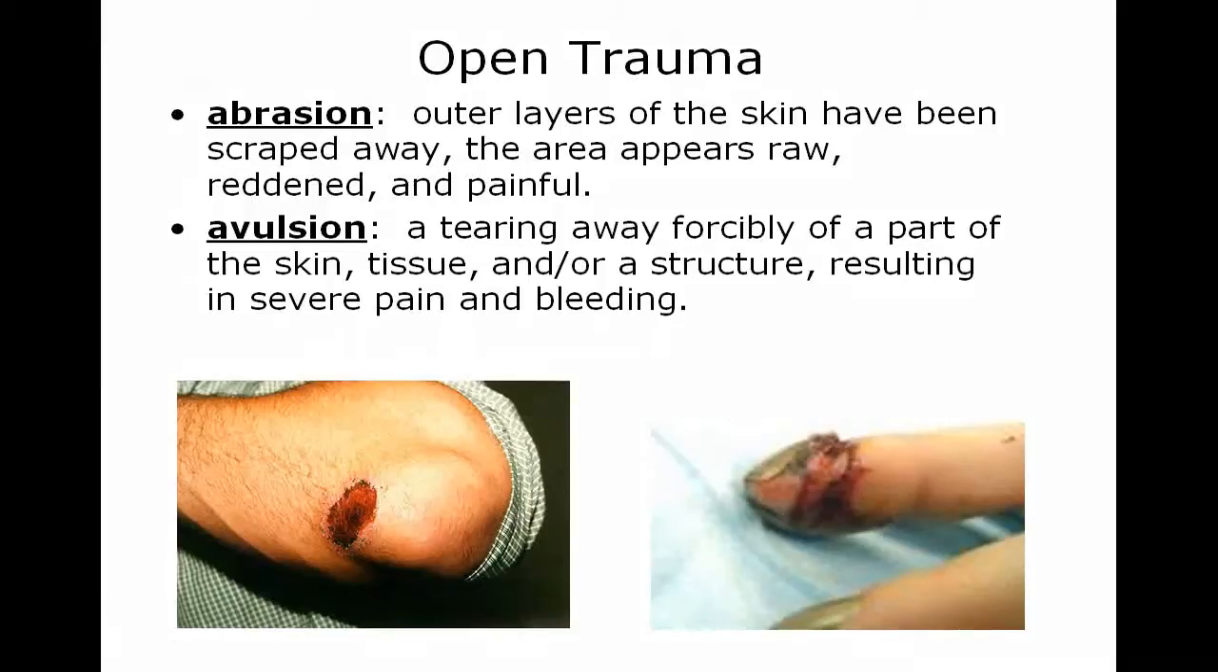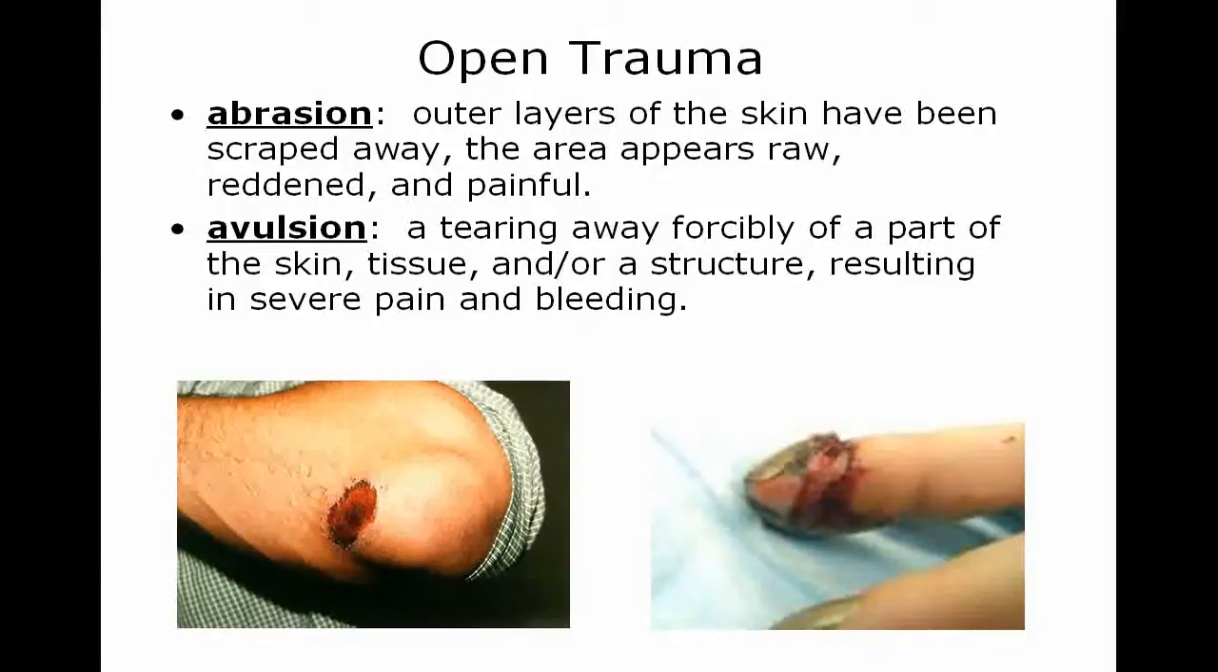Tetanus toxoids are very important as far as receiving boosters if it's been a while since they've had an injection of the toxoid, and just keeping up to date with tetanus. Okay, avulsions, a tearing away forcibly of a part of the skin, tissue, or structure, resulting in severe pain and bleeding. And we show the avulsion of the tip of the finger there. It's hard for me to even look at.